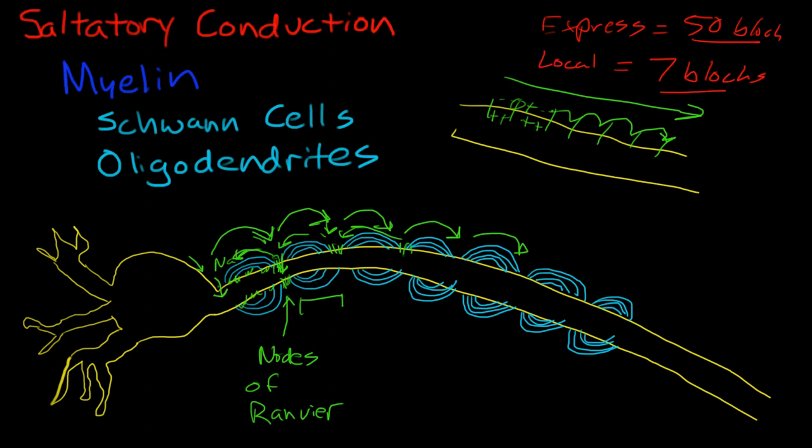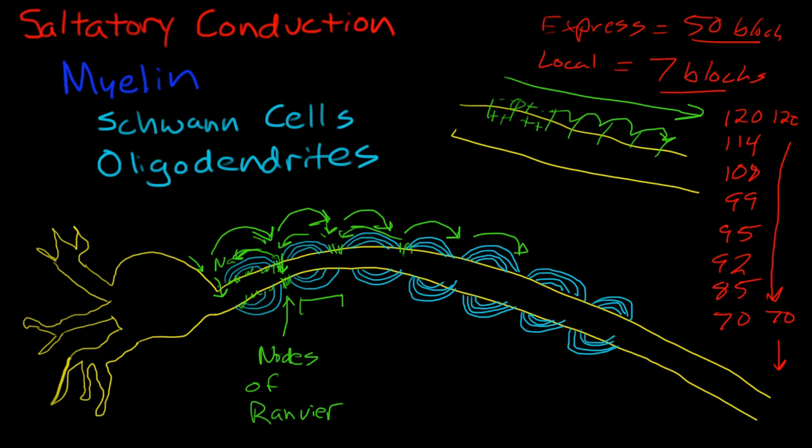So a local train, if I'm trying to get downtown from 120th Street, is going to stop at 114th Street, it's going to stop at 108th Street, it's going to stop at 99th Street, it's going to stop at 95th Street, etc., etc. And finally, I'm going to get to my destination. Now, with the express train, I get on at 120th Street and it goes right down to 70th Street, and then the next stop is 42nd Street, and I can get off at Times Square.